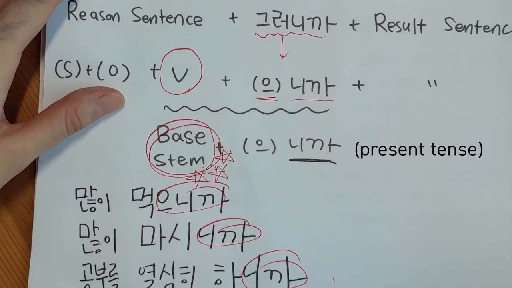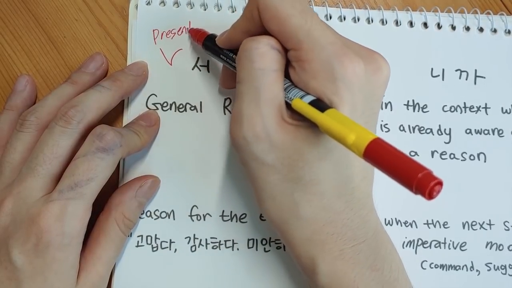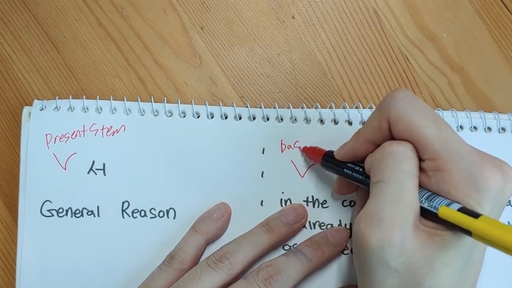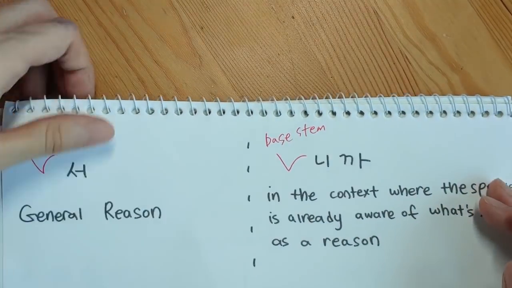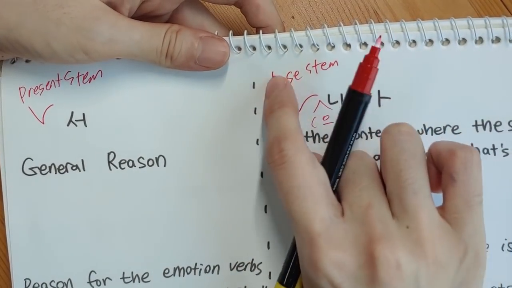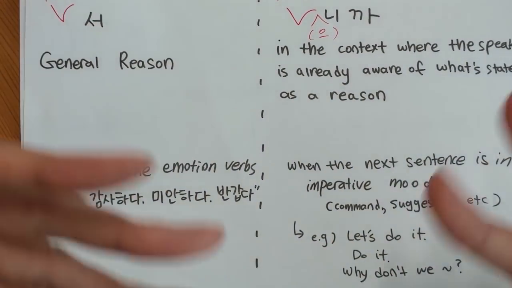So if the preceding sentence, the reason sentence, is in present tense, and you want to combine it with the conjunction 니까, then you take the base stem and then put 니까. This time it's base stem, unlike 서, right? So 서 is combined with the present verb stem, whereas 니까 is combined with the base stem. And if the base stem has 받침, you should put extra 으. Or if the stem doesn't end in 받침, you can just put 니까. So that's the difference in grammar rule.